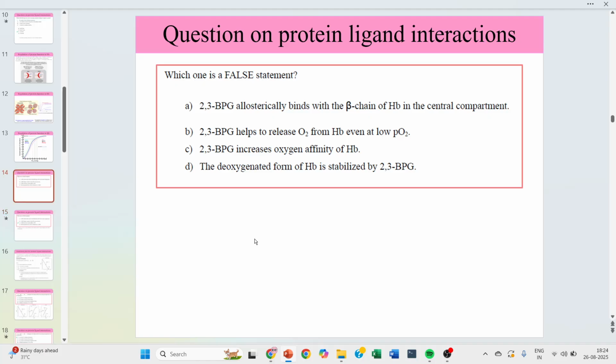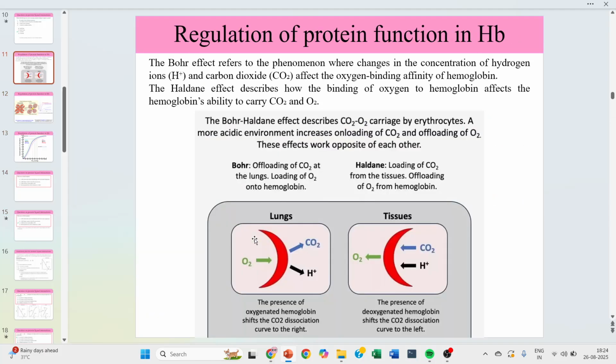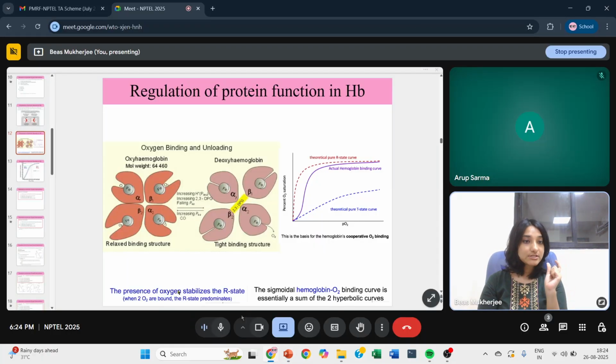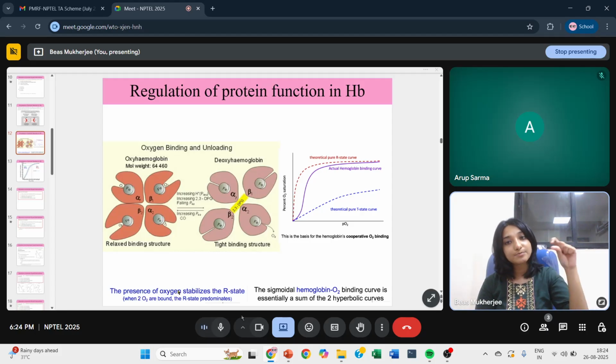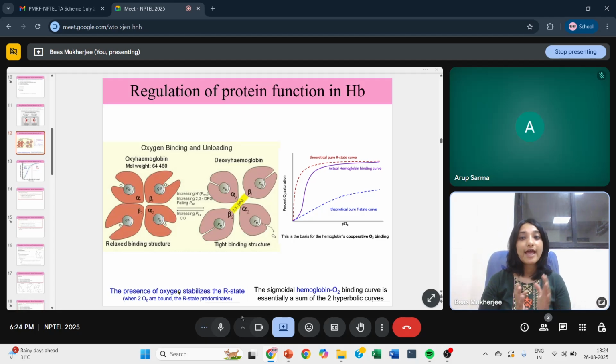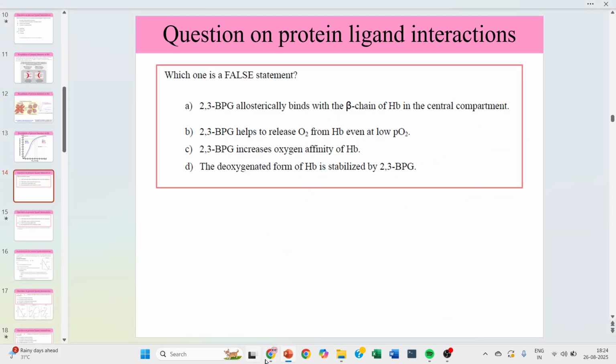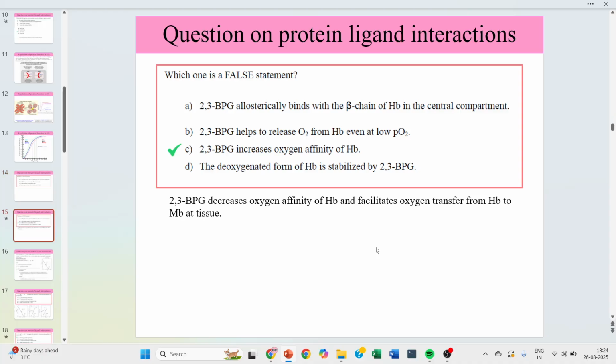So if we go back to the slide, we will see that this 2,3-BPG binds between the two beta subunits of hemoglobin, and it is stabilizing the deoxyhemoglobin T state of hemoglobin. As the 2,3-BPG concentration increases, it ensures that oxygen is released from hemoglobin. Okay, and that is why all the other statements are correct, but the third one is not correct.